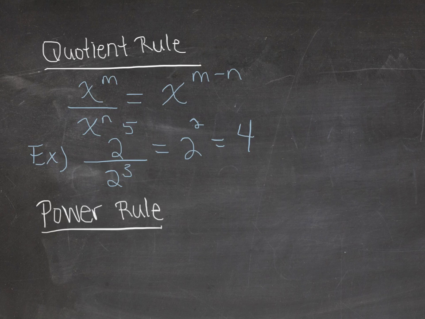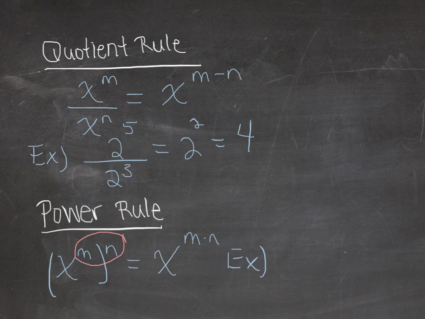With the power rule, this is a little bit different. If I have something like x to the m and then all to the n, that's the same thing as x to the m times n. If you ever see something where you have an exponent, bracket, exponent, you're just multiplying the exponents together. For example, if I have 2 to the 4 cubed, that means 2 to the 4 times 3, so it's the same thing as 2 to the 12.